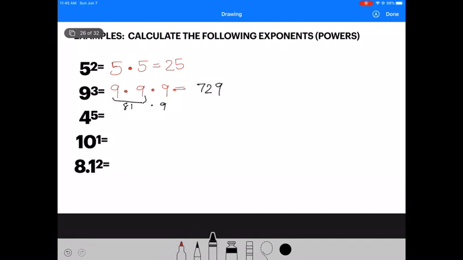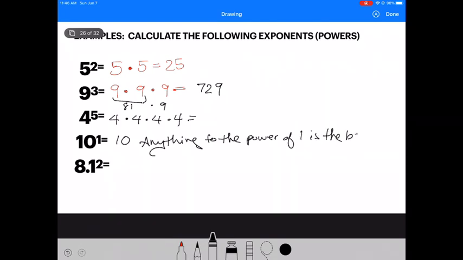Okay? And then you have 4 to the power of 5. So same thing: 4 times 4 times 4 times 4 times 4. And that will give you your answer. You just multiply it. And if you have to do it each time, you're like, okay, 4 times 4, that's 16. And then you can carry on. That's what you need to do. 10 to the power of 1, well, that's 10. Anything to the power of 1 is just that number. Anything to the power of 1 is the base value. Okay, and then 8.1 squared.